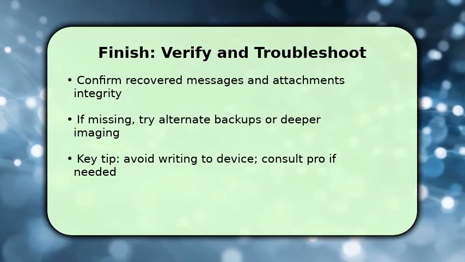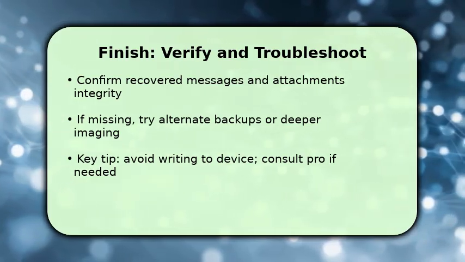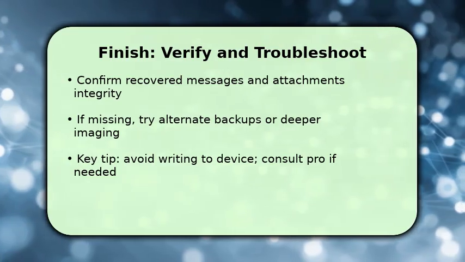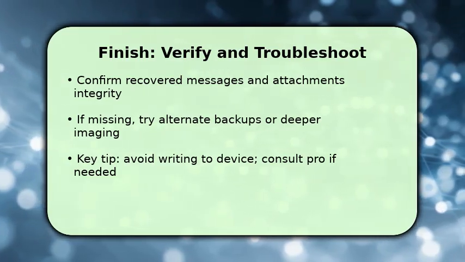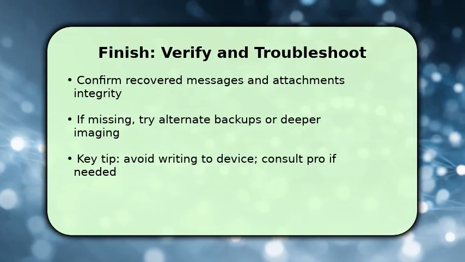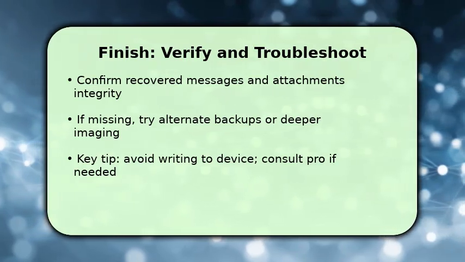If items are missing, try alternate backups, older snapshots, or deeper forensic imaging. These can reveal data fragments that ordinary restores miss. If a restore corrupted threads, revert and retry with a different method.